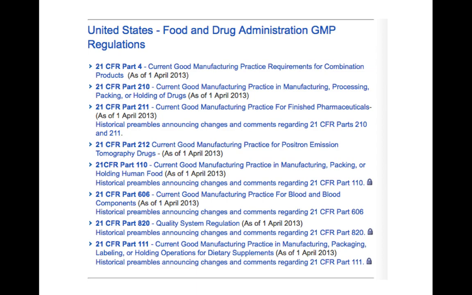Does it have to be cold? Does it have to be room temperature? Is there a certain humidity requirement? All those things will be outlined there, right?